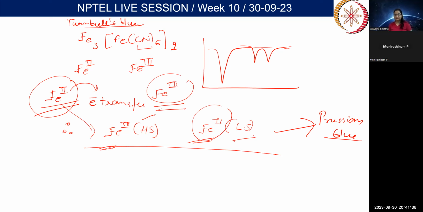So is this clear? This is a very important concept: why two different complexes have a similar kind of Mossbauer spectrum. Okay, ma'am, I understood.